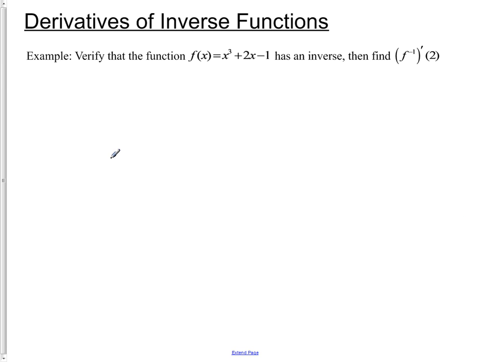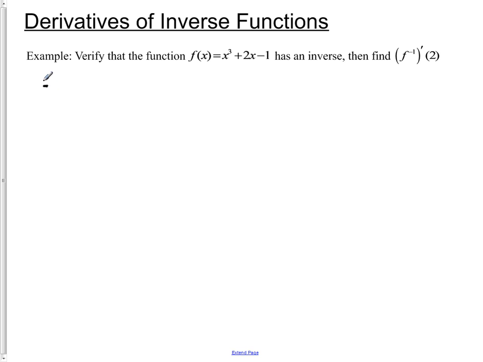So let's take this from the top. We want to first of all verify that the function f of x equals x cubed plus 2x minus 1 has an inverse, and that means we need to verify that it's 1 to 1. And then we're going to find the f inverse prime, that is the derivative of f inverse, at 2. We can evaluate it using our formula.